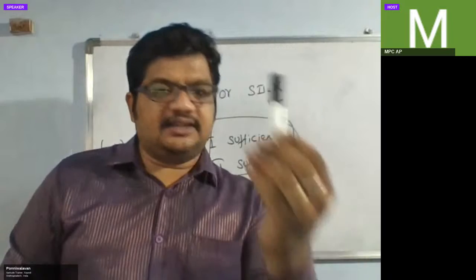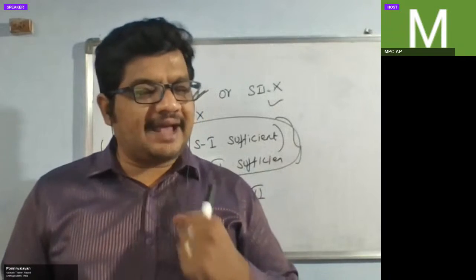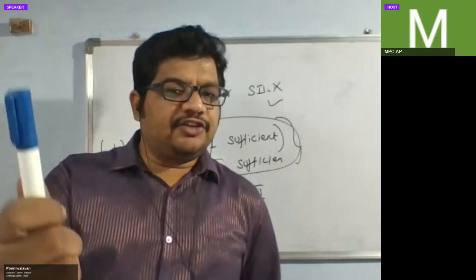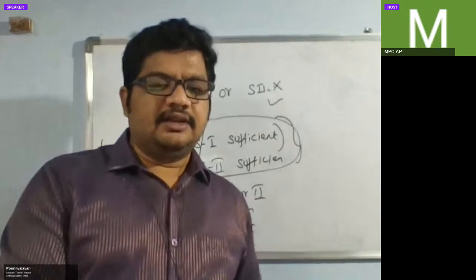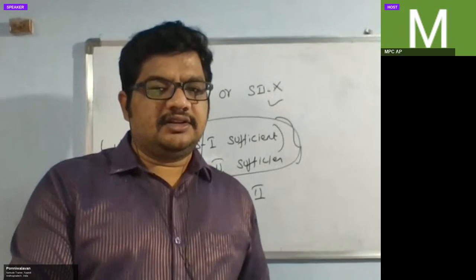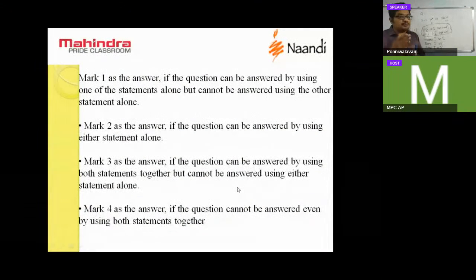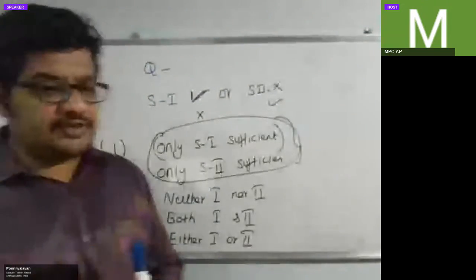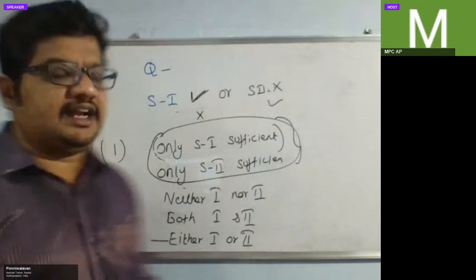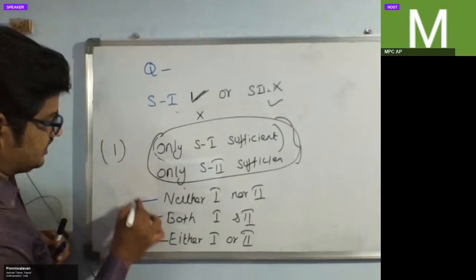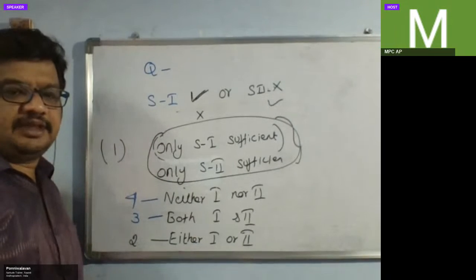Either I can write with black or I can write with blue. If you give black, that's enough for me, I will write the exam. If you give blue, that's enough for me, I will write the exam. This is the either case. What is the third one? If the question can be answered by using both statements together, that means both statements are needed, then only I can give the answer. So this is 3 and this is 4. These are all the 4 options for this question.